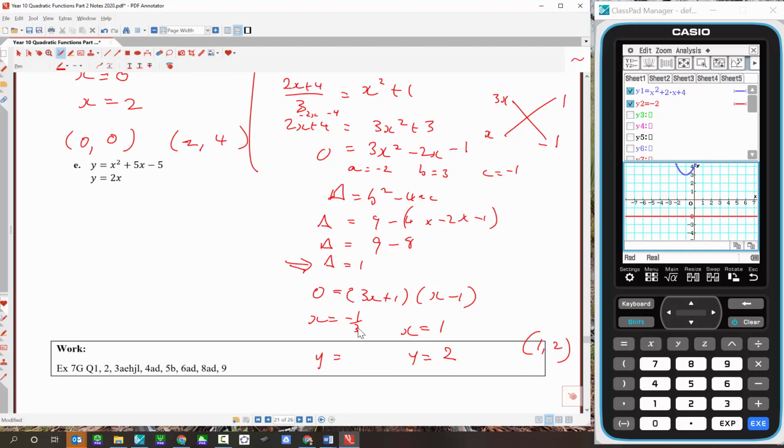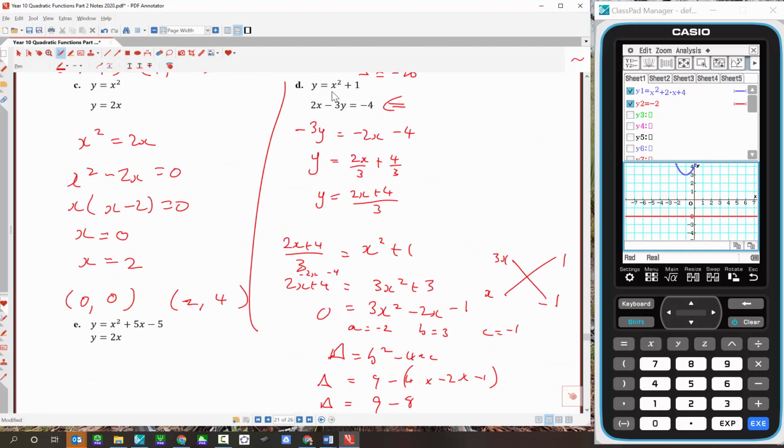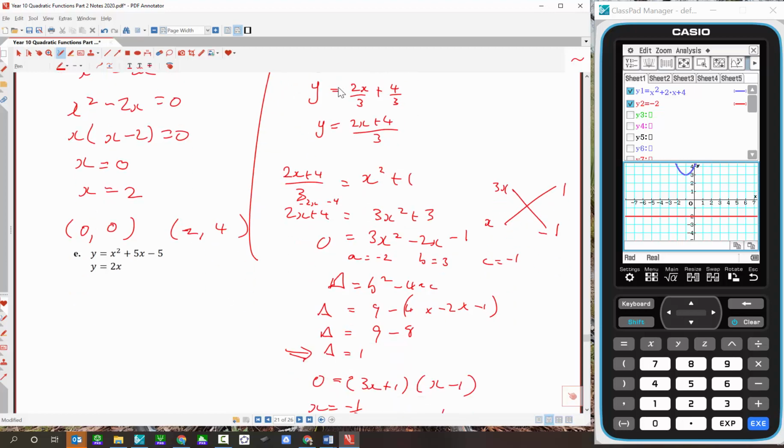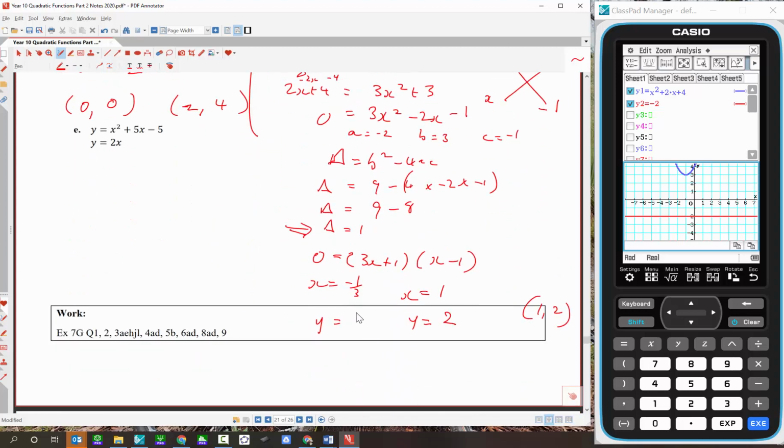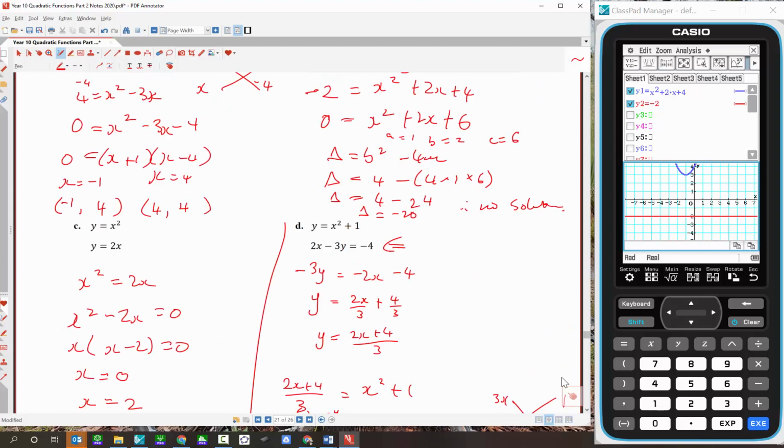Now we're going to bang negative 1/3 into the first one as well. I think that's going to be the easiest. So negative 1/3 squared is 1/9 plus 1, which is plus 9 over 9. Y equals 10 over 9. So our second ordered pair was negative 1/3, comma, 10 over 9.